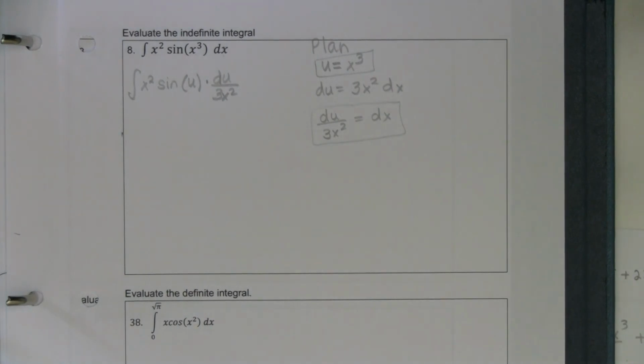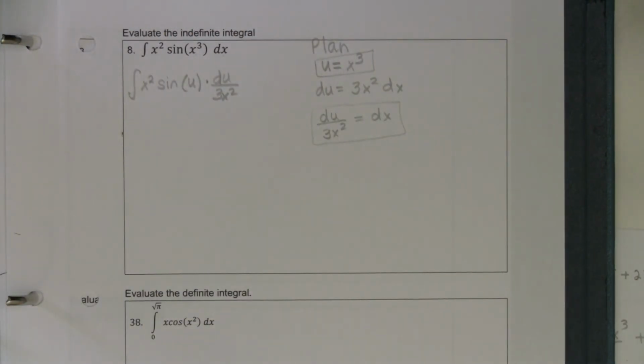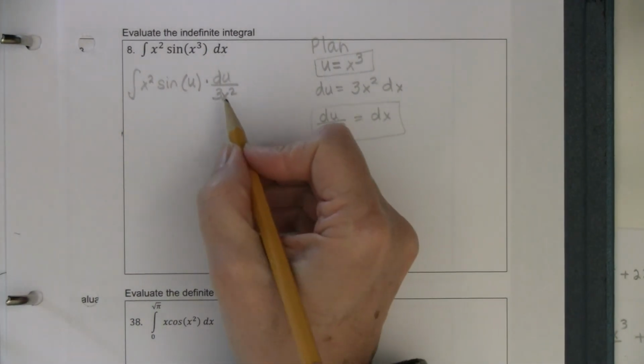And I'm hoping, fingers crossed, that the x squared will drop out. It will cancel out. If it doesn't, then I'm going to have to make it so. We do have a few problems like that. But if it does, then I'm like, hot diggity dog. And don't worry, those problems are coming.